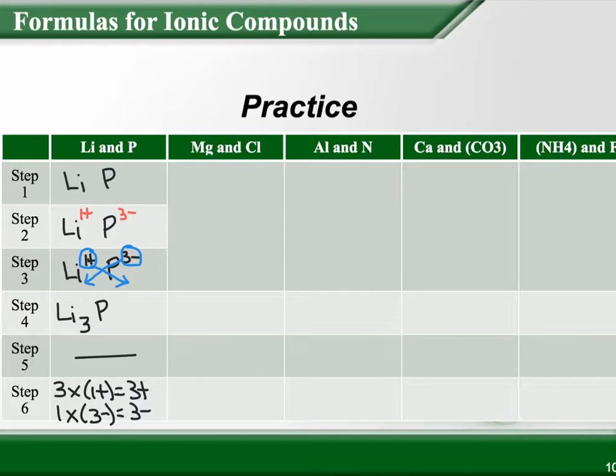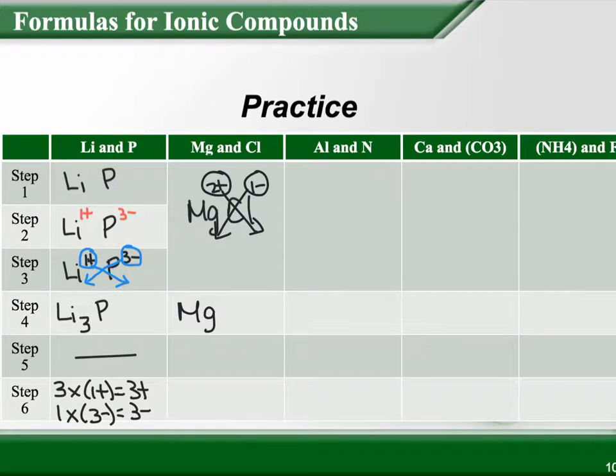Okay, our next example will go a little bit faster because I don't have to write out each of the steps. So when we look at magnesium and chlorine, we have to write out the elements involved, then add the charges, crisscross, write the formula.